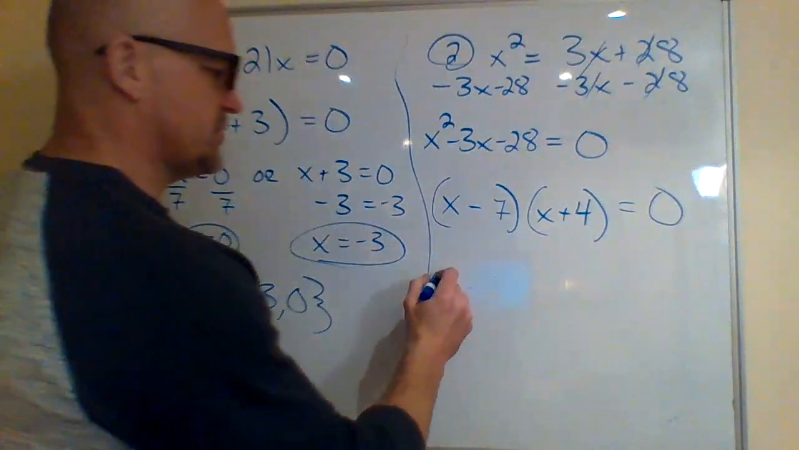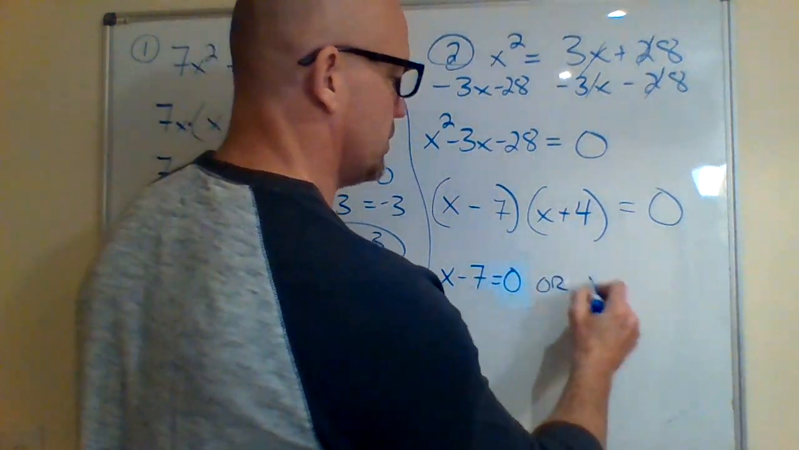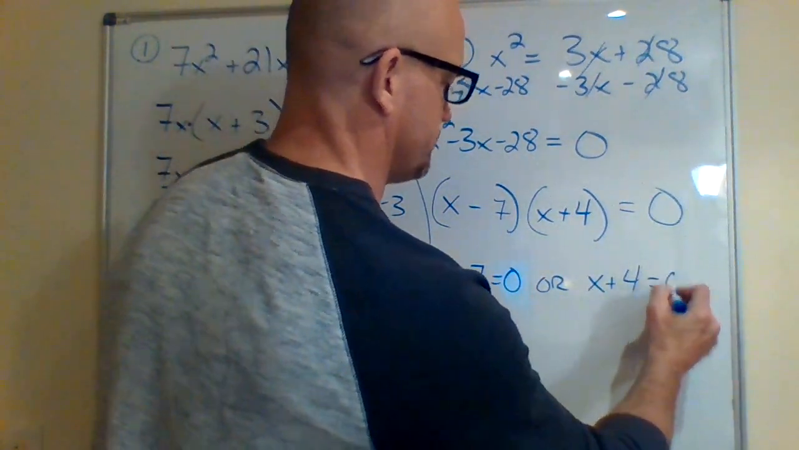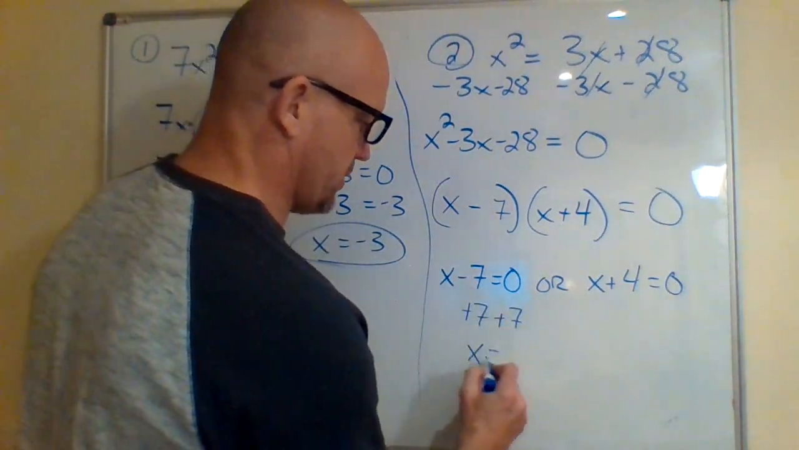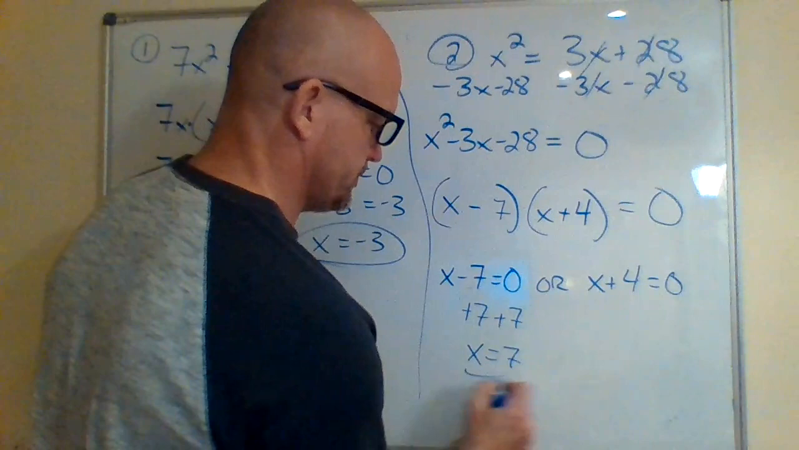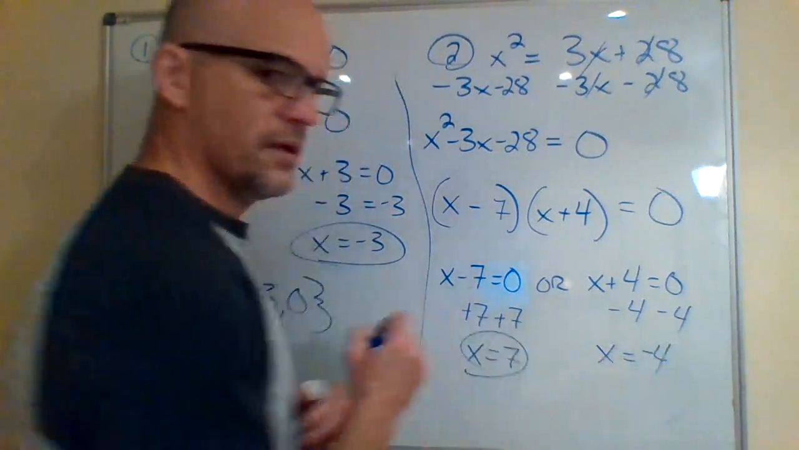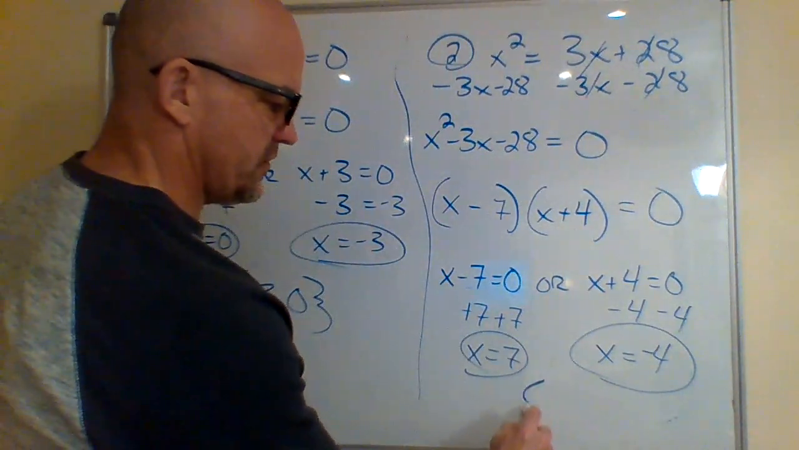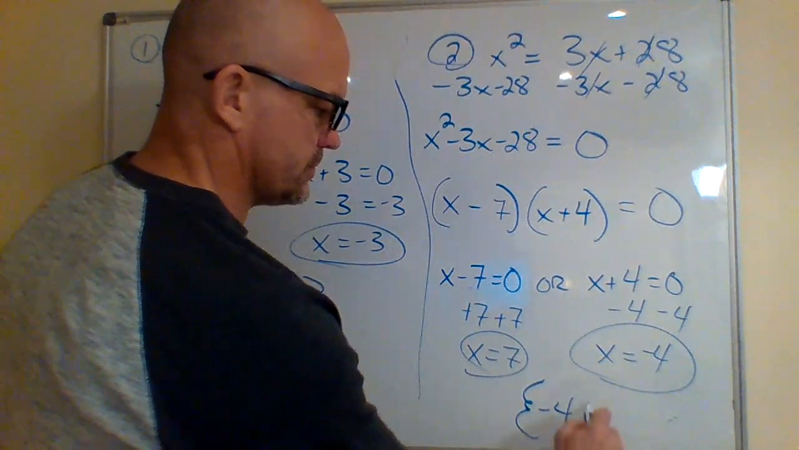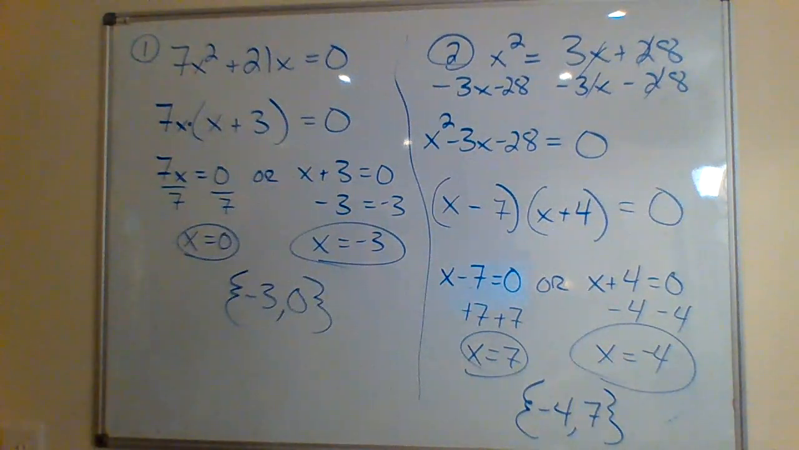There's my 2 things. X minus 7 equals 0, or x plus 4 equals 0. Adding 7, x is going to equal 7. Over here, subtracting 4, x equals negative 4. My solution set is negative 4, 7. Pause the video if you need to. See if you agree.